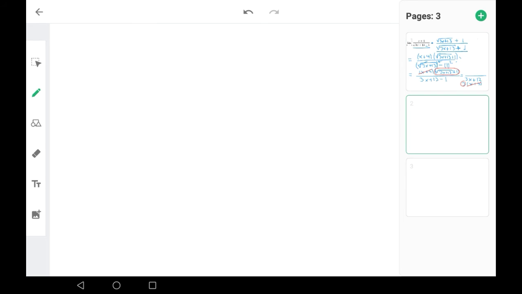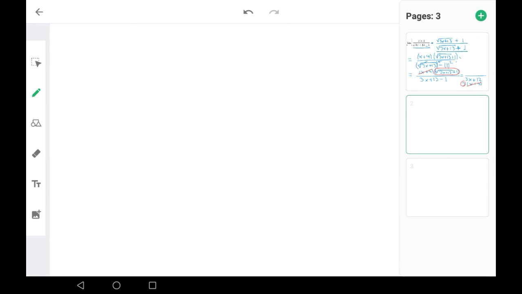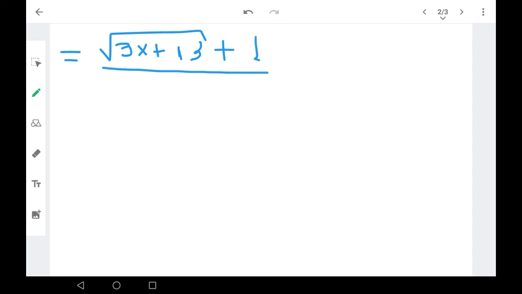And this would be the square root of 3x plus 13 plus 1. That's what we have in the upper part, and down we have only a 3. So this is the changed form using rationalization, right?